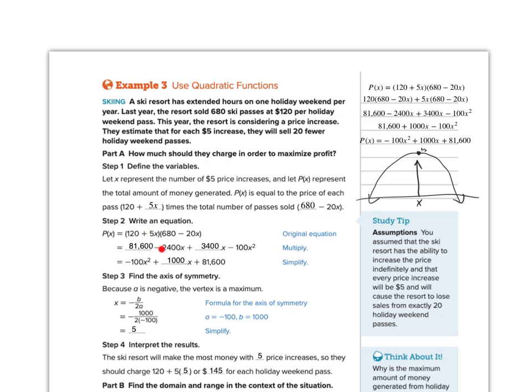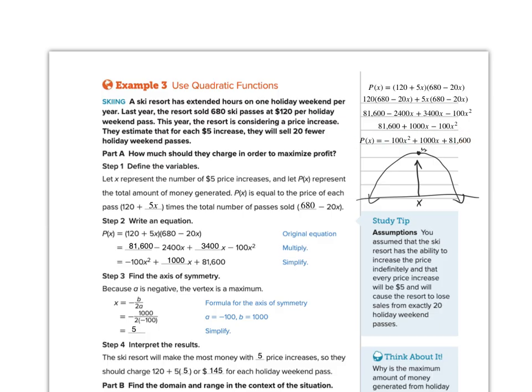They had to multiply this out. They skipped a few steps. I have it over here. They did the FOIL method, right? They took 120 and multiplied it by everything here. They took 5x and multiplied it by everything here, and then they went ahead and distributed, then they combined like terms, and they ultimately came up with this p of x function.